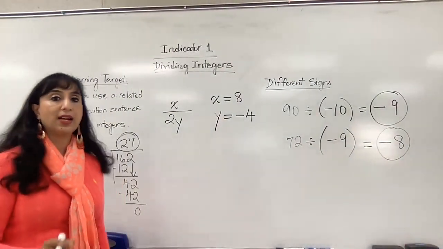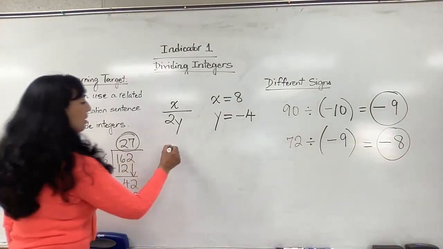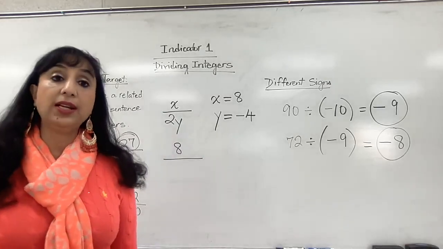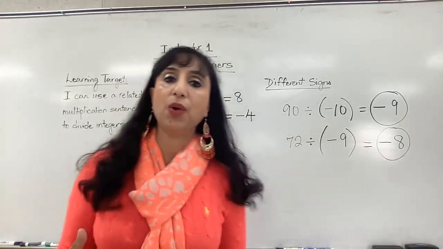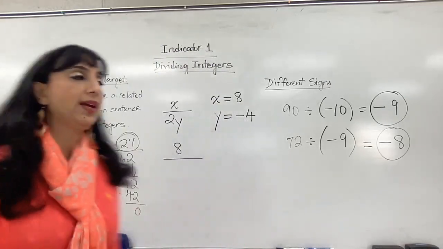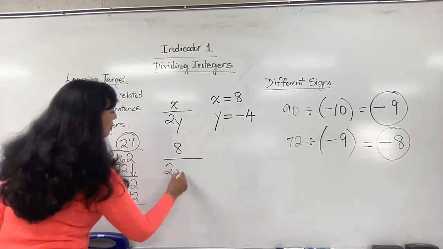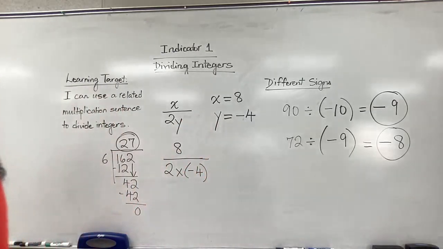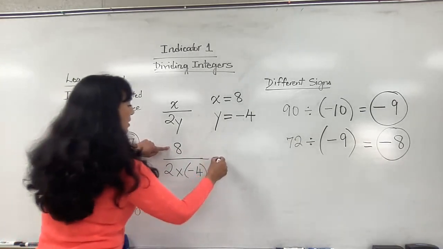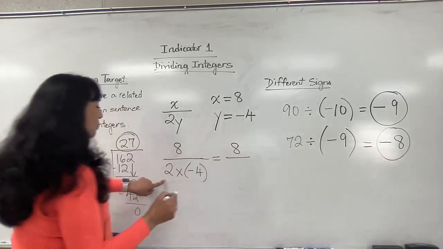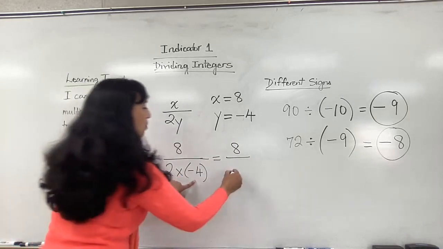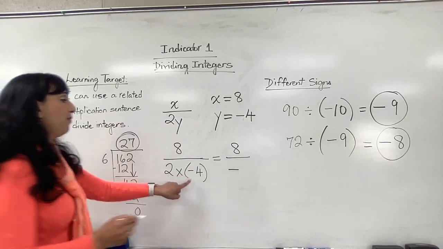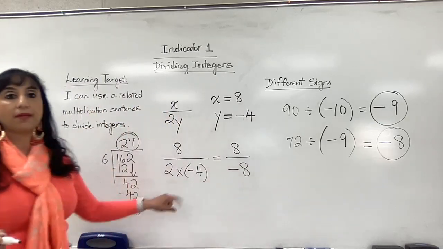And instead of x, we know that x is 8. So I'm going to write 8. I know that y is negative 4. So I'm going to substitute the value. 2y means 2 times y. So that's going to be 2 times negative 4, because that's what y is. And so this is equal to 8 over 2, that's positive, times negative, is going to give me a negative product. And 2 times 4 is 8.